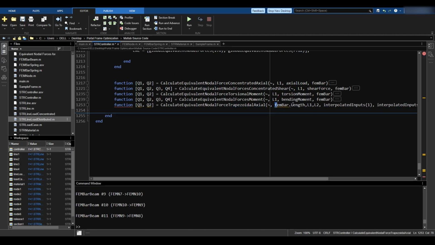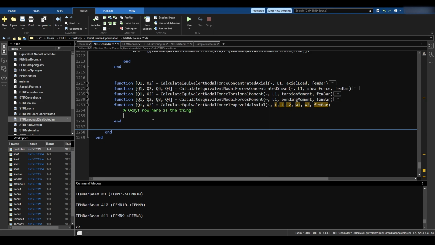Now here he wants fembar length, which I will basically call L. Interpolation input, this means W1. Interpolation output, this means W2. Okay? Fembar is fembar. Fantastic. Now, how do I do that? Let me explain this to myself.